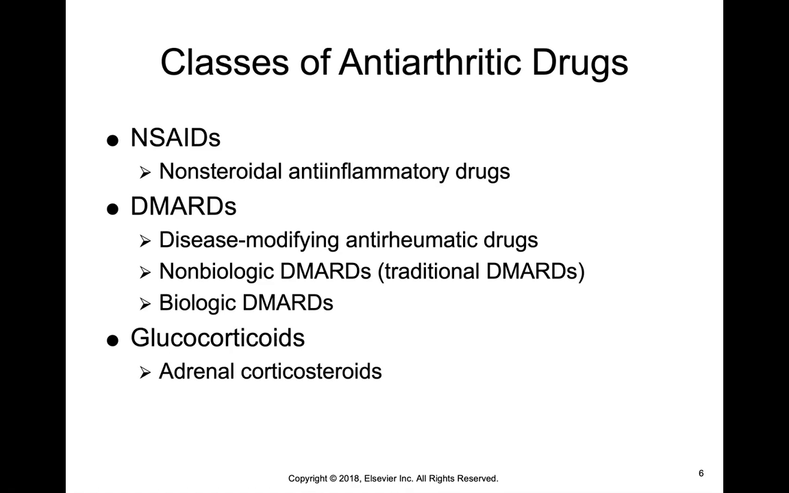Classes of anti-arthritic drugs: we have NSAIDs, which you should be familiar with. And then we have what are called DMARDs, or disease-modifying anti-rheumatic drugs. These can be broken down into two classes. One is the non-biologic DMARDs, or what we would consider traditional DMARDs. Typically, they're oral medications. And then we have the biologic DMARDs, which are typically injections. And then, of course, there are glucocorticoids, corticosteroids.